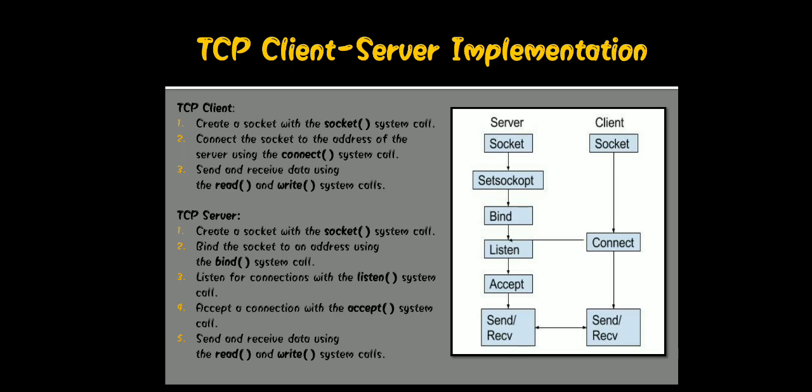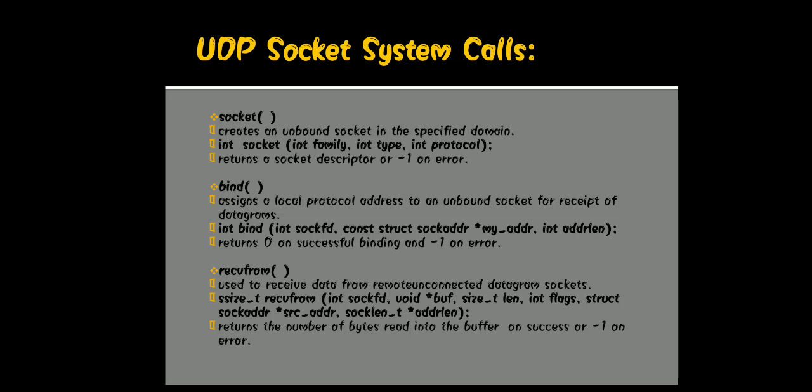Our next topic is system calls used by UDP socket. The system calls used by UDP client application are socket, bind, receive from, send to, and close. The system calls used by UDP server application are socket, send to, receive from, and close. Let us now look into each system call in detail.